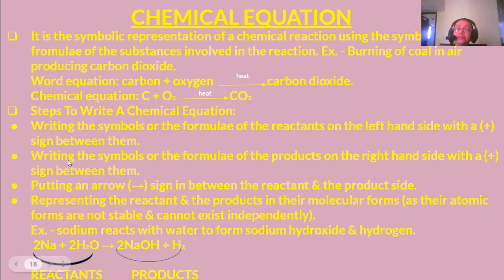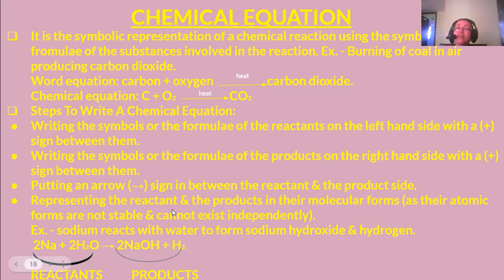Now, writing the symbols or the formula of the products on the right-hand side. This is the left-hand side. We have written the reactants on the left-hand side, and we write the products on the right-hand side, and if there are 2 or more, then we put a plus sign between them. Now between the reactants and the products, we put an arrow symbol. This is an arrow sign in between the reactants and the product side.